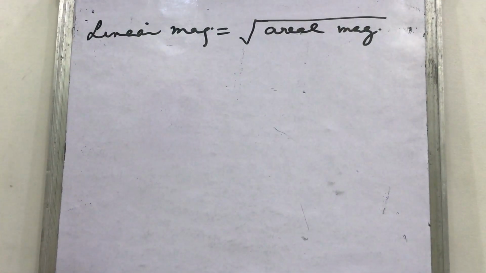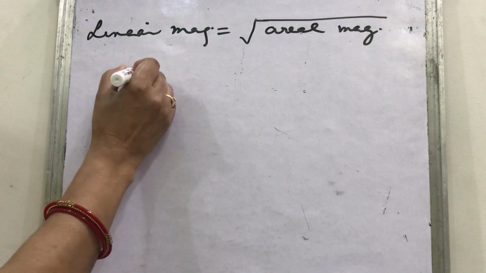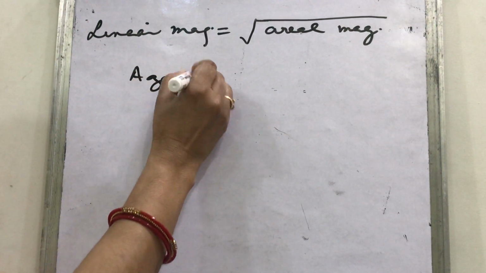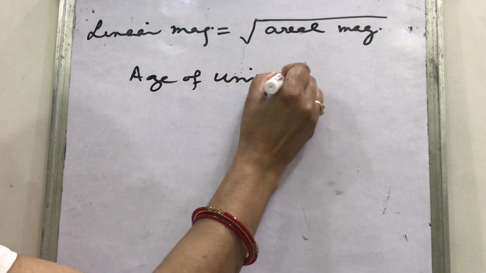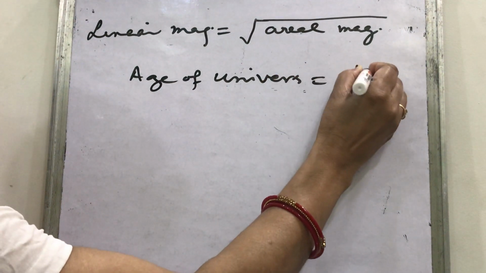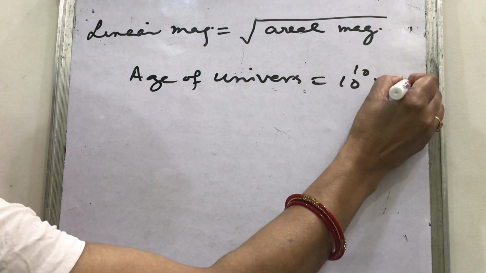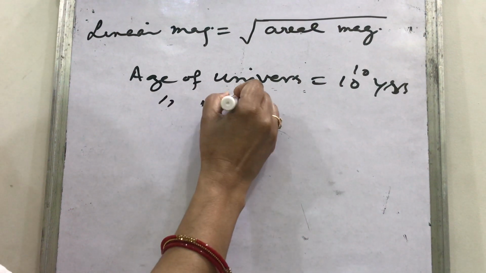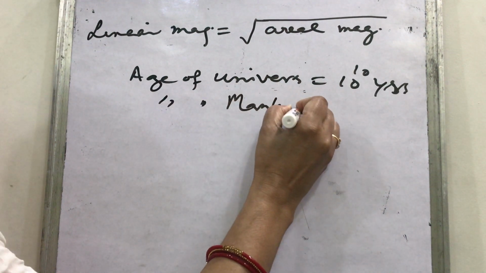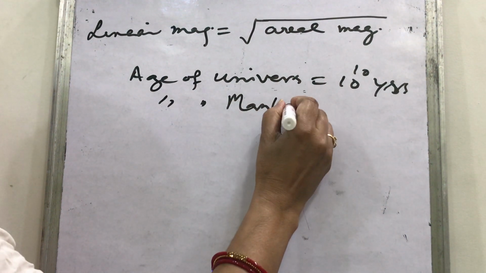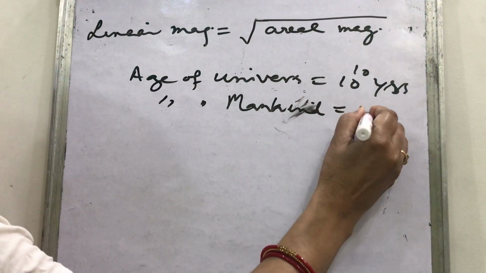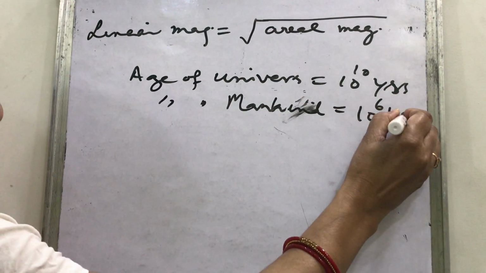It is given that the age of the universe is 10 to the power 10 years, and the age of existing mankind is 10 to the power 6 years.